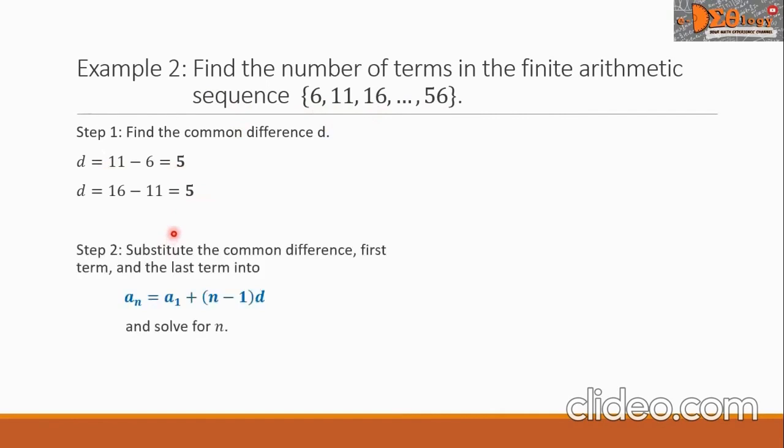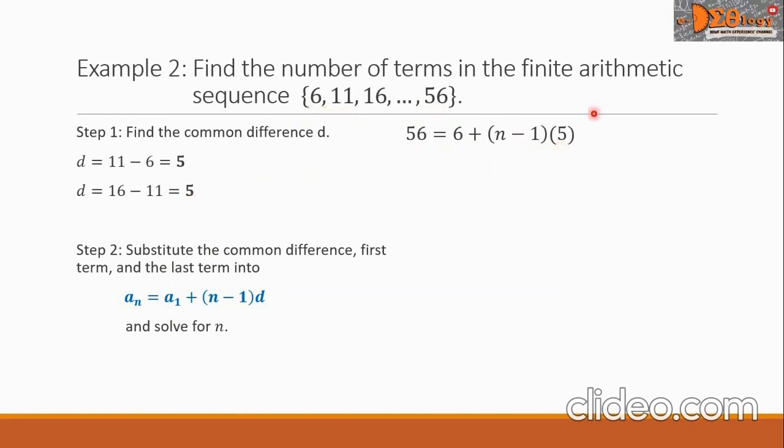Step 2. We will substitute the common difference, the first term and the last term respectively, into the general term formula. A sub n is the last term, that is 56. A sub 1 is the first term, and that is 6. So we have now here 56 equals 6 plus the quantity n minus 1 times the D. So we will use the value 5 that we got from step 1.